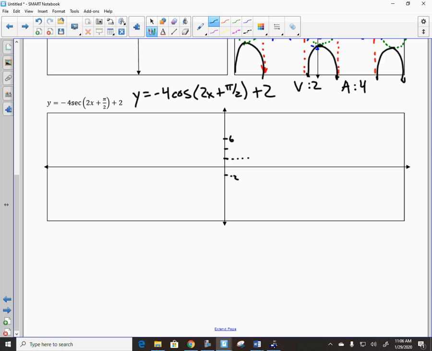I'm going to draw my axis right there. The vertical part of my structure is now taken care of. I'm going to now go for the horizontal structure. What is the period? Very good. It's pi.